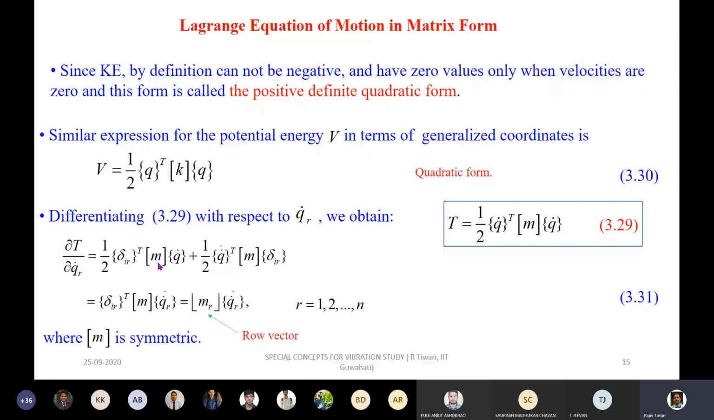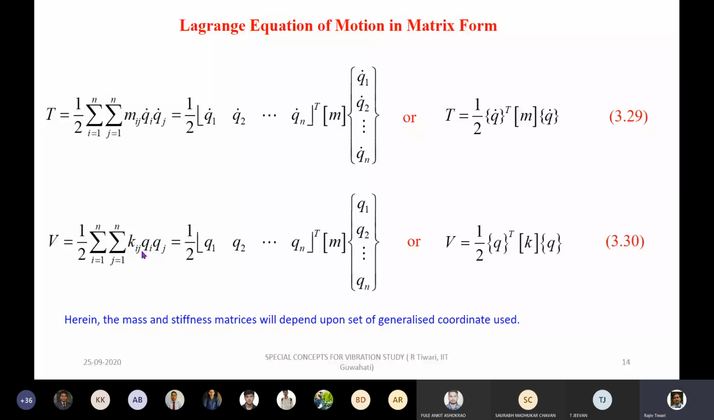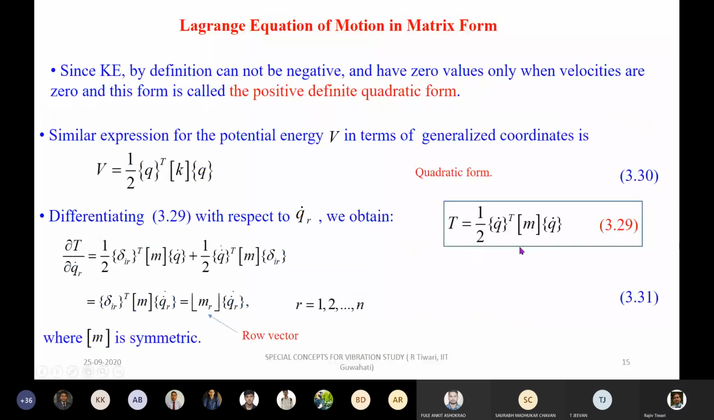Here, the potential energy is also having a quadratic form. Generally, you will see regarding the positive definiteness of the potential energy as we go along. So at present, we are not defining the positiveness of the potential energy. But kinetic energy is always positive definite, while potential energy we are leaving as a quadratic form. Regarding its positiveness, we'll see as we go along.